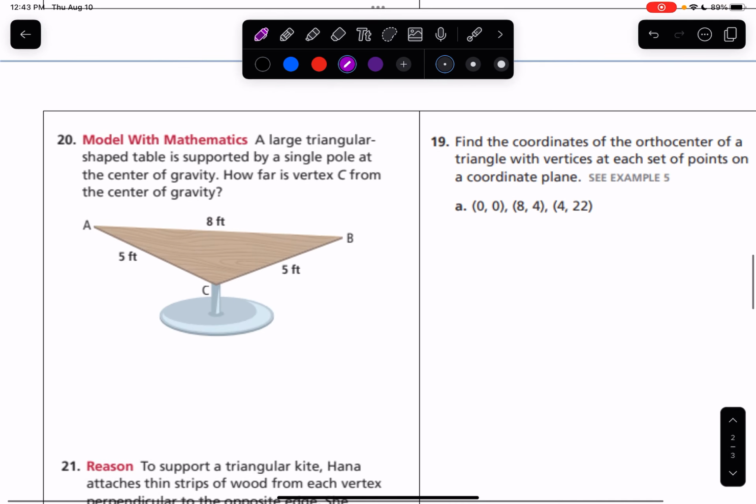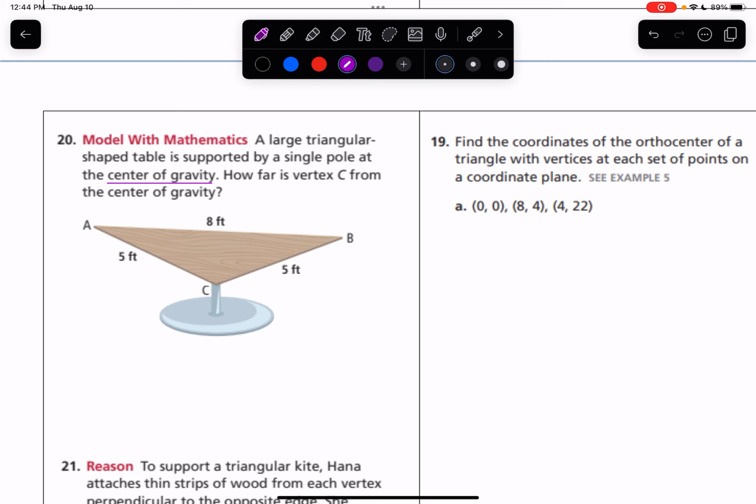Number 20, a large triangular shaped table is supported by a single pole at the center of gravity. How far is vertex C from the center of gravity? Now remember, center of gravity is another name for the centroid. If we were to put our finger on one spot where this table could balance, it would balance on the centroid. And we know that the centroid divides the median into 2 pieces.